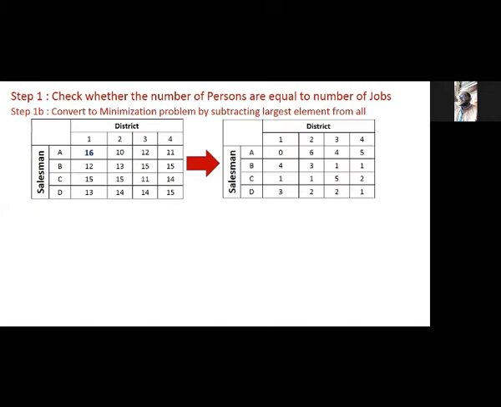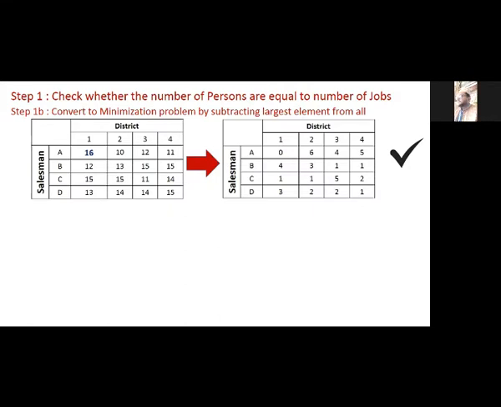You can see the maximum number in the entire matrix was 16. So I will subtract 16 from all the elements. 16 minus 16, I get 0. 16 minus 10, 6. 16 minus 12, 4. 16 minus 11, 5. And so on. Now the matrix which we got is a minimization matrix. Hence we can apply our regular procedure, that is finding the row minimum, column minimum, etc.